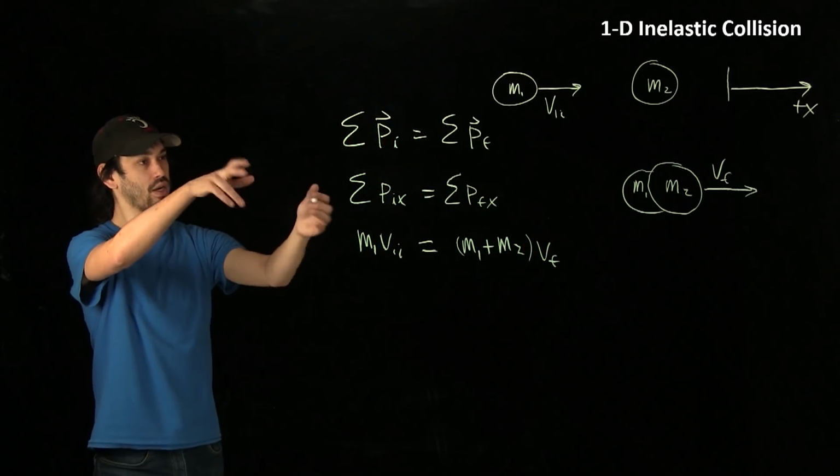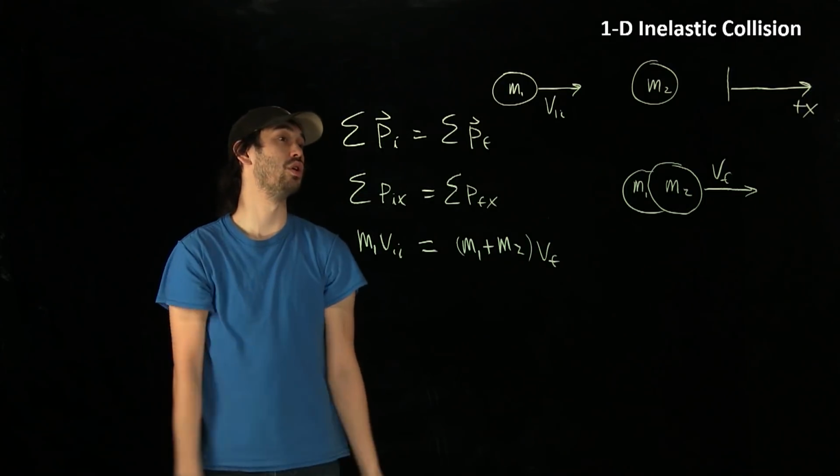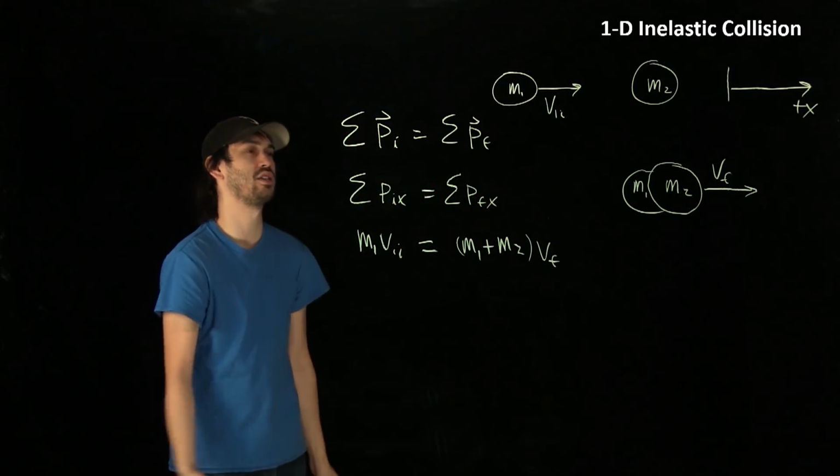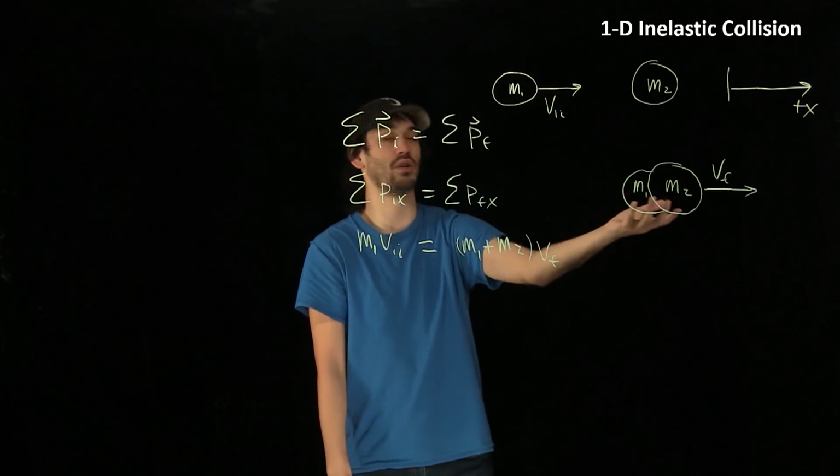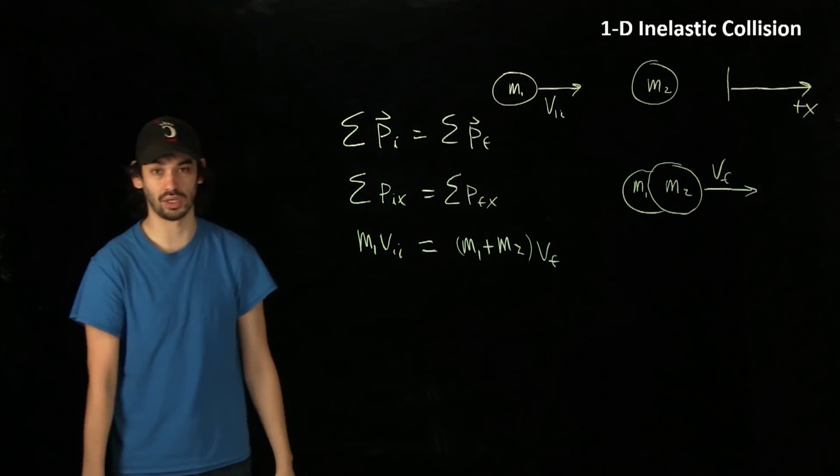Now, again, we did this in general, and so there are several things that we could ask here. For instance, if I tell you what the initial velocity is and what the masses are, we could find what the final velocity is going to be.